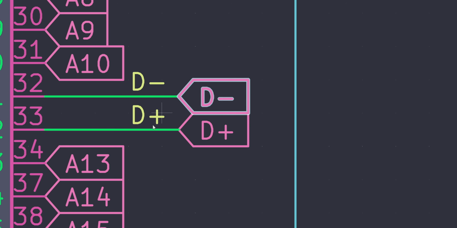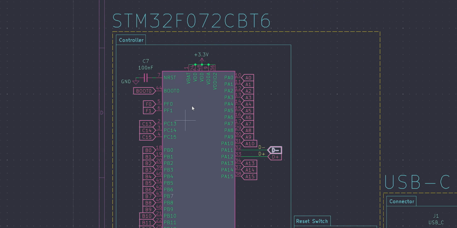So by defining these labels here, we basically allow them to be routed as a pair, which I'll show when we look on the actual PCB editor in a moment. But that's the basic rundown of the MCU.